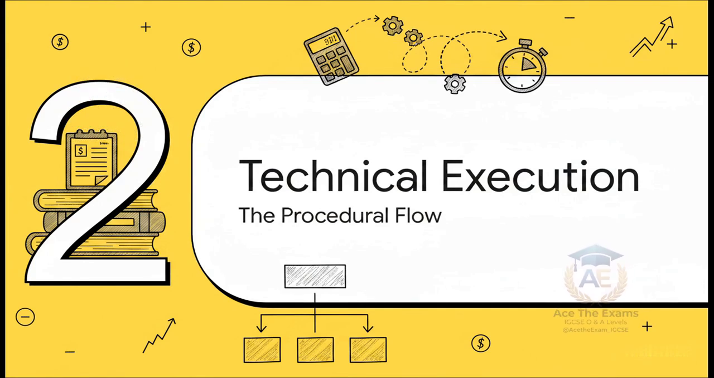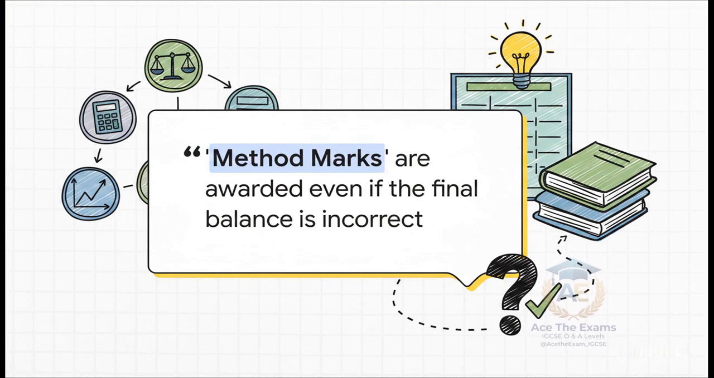Section 2. Mastering technical execution, the procedural flow. Okay, listen up, because this is a massive A-star secret straight from the examiners. They explicitly state that method marks are awarded even if the final balance is totally incorrect, provided your logical flow is visible. Please, never do your calculations solely in your head.